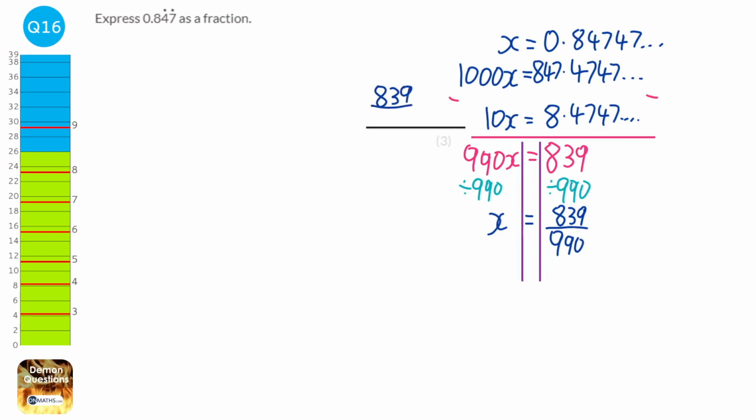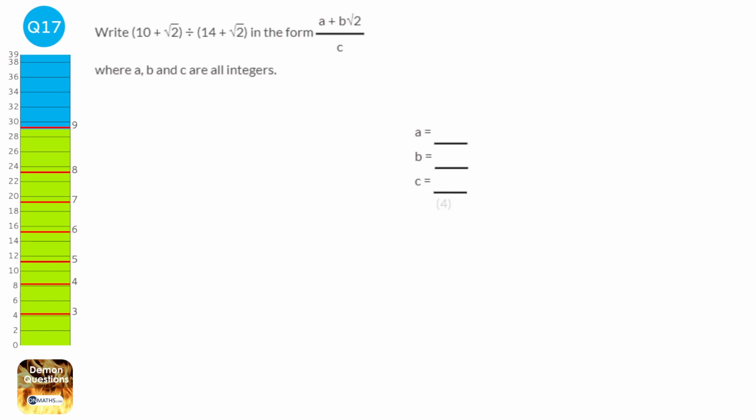So as a fraction it's going to be 839 over 990. So for this question, first thing to notice is there's a divide there, and we can actually just write this as a fraction. So 10 plus root 2 over 14 plus root 2. We'll keep the brackets there. We don't need them when it's in a fraction, but it will help us for the next step.